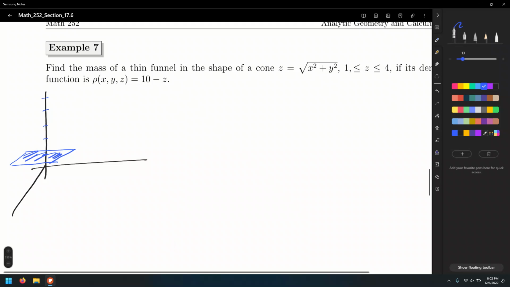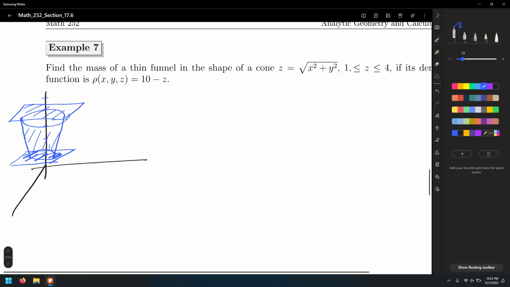Z equals 1, 2, 3, 4. And the plane, z equals 4. And we're going to have the following cone, the following cone that looks like this. Looks like a Reese's chocolate, upside down, right? That's essentially the shape that we are integrating over.